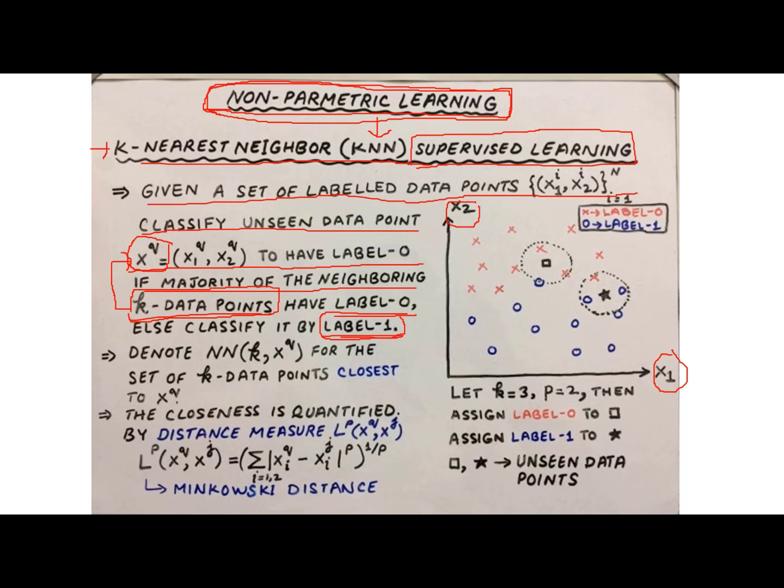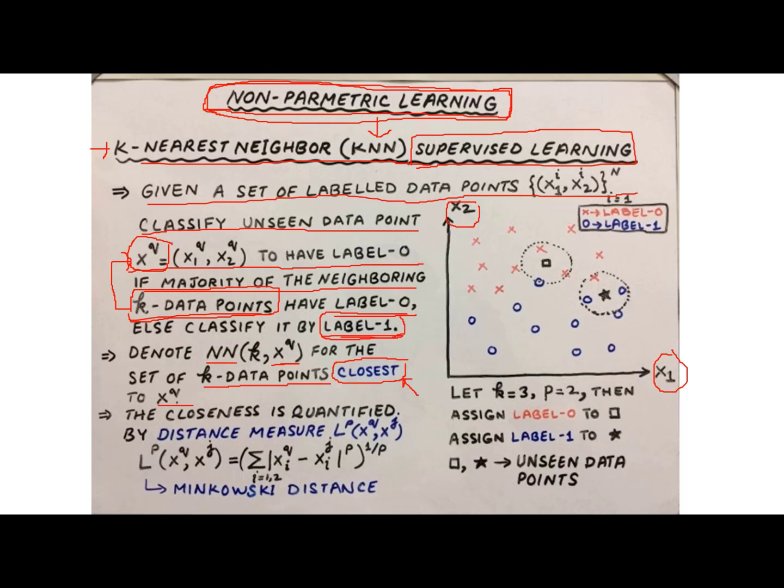A common notation used to denote the set of neighboring data points is NN, k, xq. That specifies the data points in the neighborhood of xq, the unseen data point. Obviously, the criterion of the neighborhood comes from the idea of some distance measure. So we are saying the data points which are closest to the unseen data point, xq.